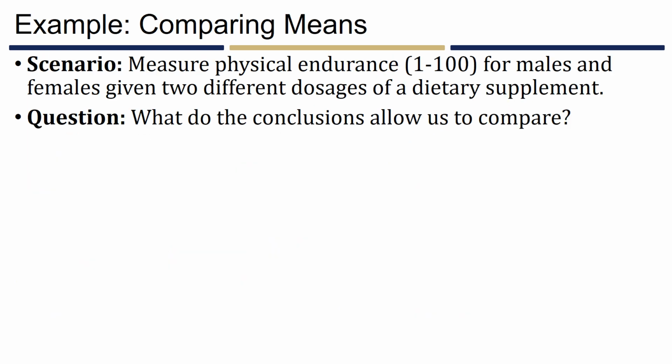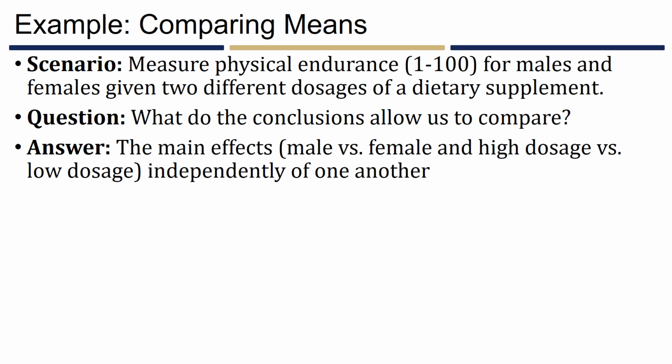In our physical endurance score example, we found that the interaction term was not significant. As a result, that allows us to compare the main effects independently of one another. We can look at the average physical endurance score of the males and directly compare that to the average physical endurance score for the females. We can do the same thing for dosage. We can directly compare the high dosage against the low dosage without being concerned that there's any kind of an interaction between gender and dosage.